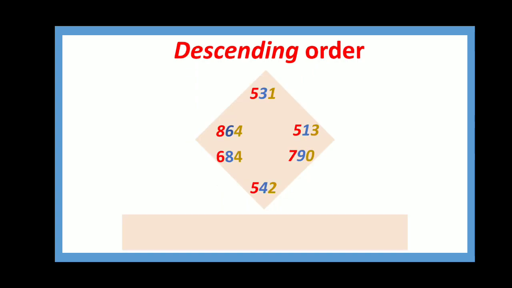Descending order means numbers move towards backward counting or decreasing the order. As you can see, some numbers are given here. Let's arrange them in descending order. So firstly the greater numbers come, that is 864, then 790, 684, 542, 531, and 513. That is how it can be arranged in descending order.